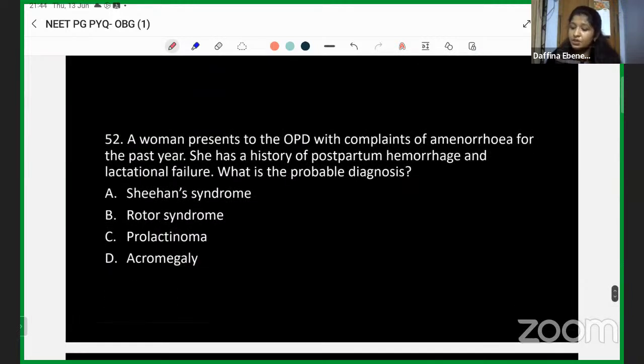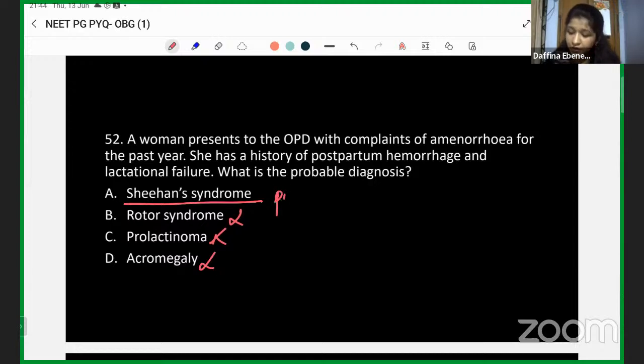A woman presents to the OPD with complaints of amenorrhea for the past year. She has a history of postpartum hemorrhage and lactational failure. What is the probable diagnosis? Very straightforward question. It cannot be Rotor syndrome; Rotor syndrome is a form of congenital jaundice. It cannot be prolactinoma. It cannot be acromegaly. It is postpartum pituitary necrosis secondary to hemorrhage, which is called Sheehan's syndrome.